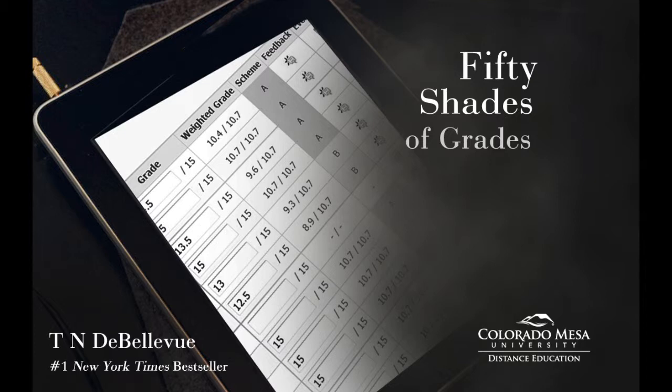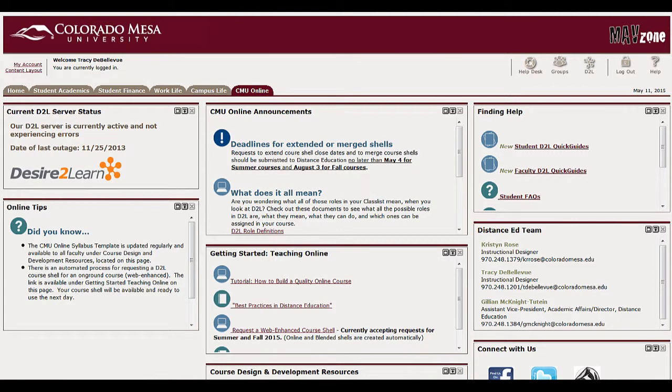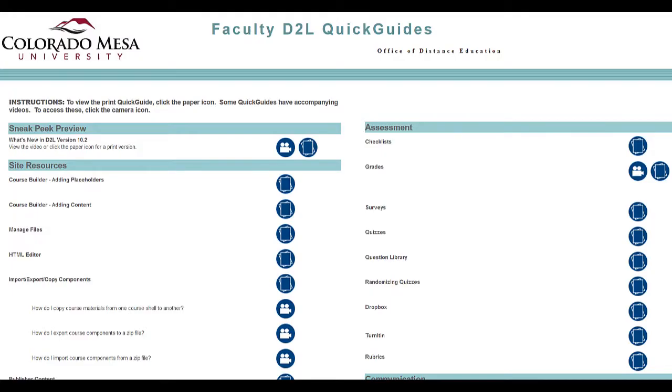One thing we will not be covering is how to build your gradebook. To get those instructions, please go to MavZone and go to the CMU Online tab. Here you will find, over on the right, several quick guides that will step you through the process of creating a gradebook and using many other tools in D2L. These usually have videos with them as well to help you in building your gradebook.